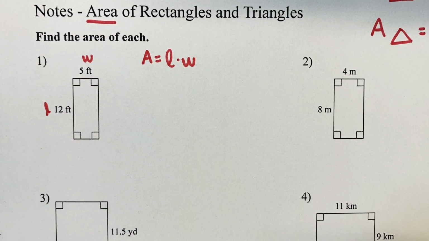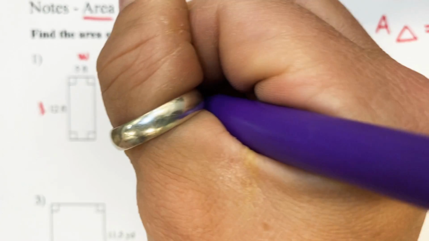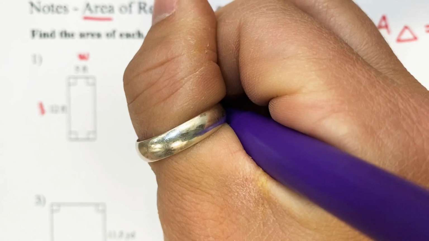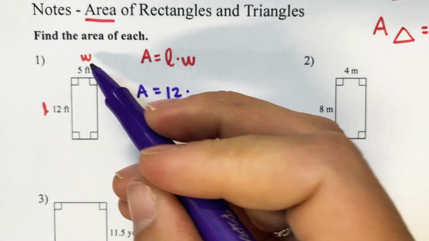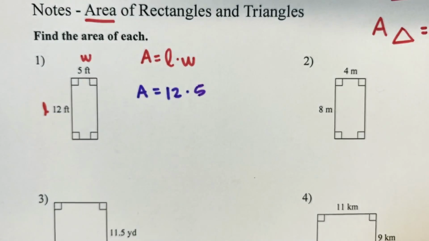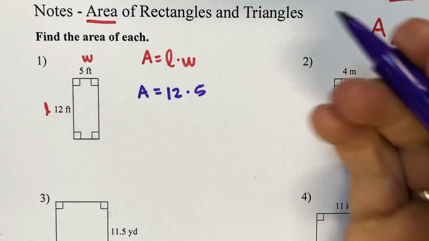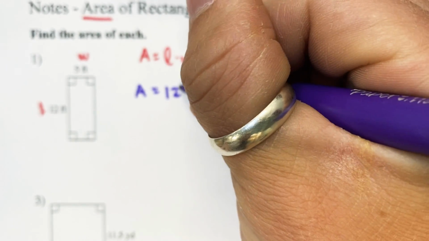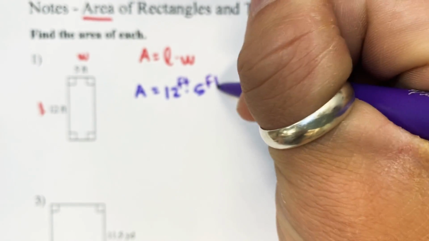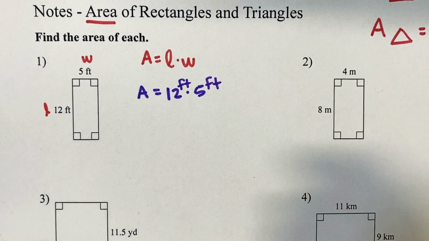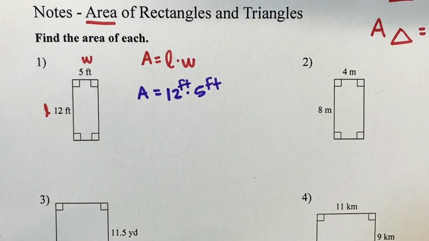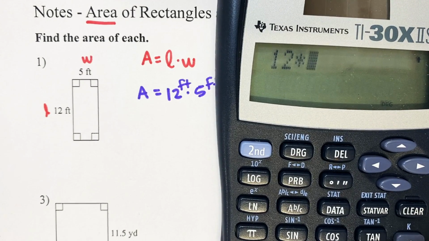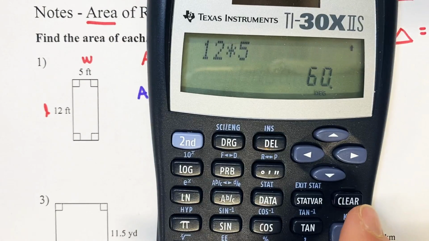So if our area is length times width, well, we identified 12 as our length. So we have 12 for our length times 5 as our width. But remember, we have to include the units. This is 12 feet, and that's 5 feet. Well, what is 12 times 5? We can use a calculator if we want to. We have area 12 times 5, and we get 60.